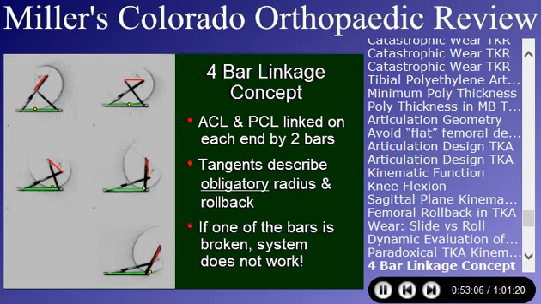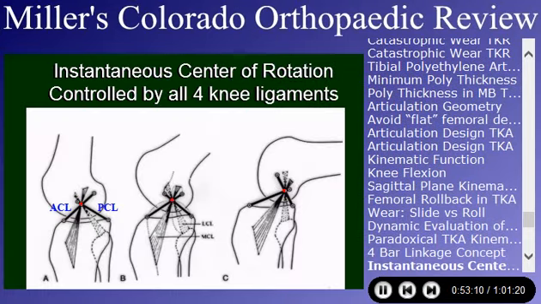Also, you have to restore the instantaneous center of rotation, which is controlled by all 4 ligaments. So if your joint line is raised by 1 or 2 millimeters, those collateral ligaments are not going to be centered through the cruciate ligaments, and you're not going to have that same rollback phenomenon that you have in the normal native knee. And finally, you take out the ACL, all bets are off. So you're not going to be able to get that normal rollback.